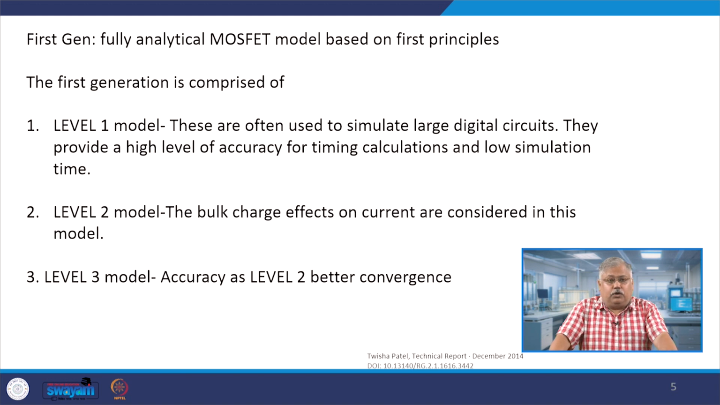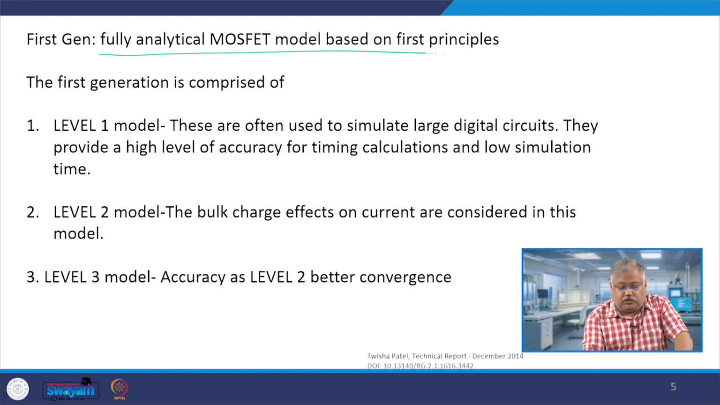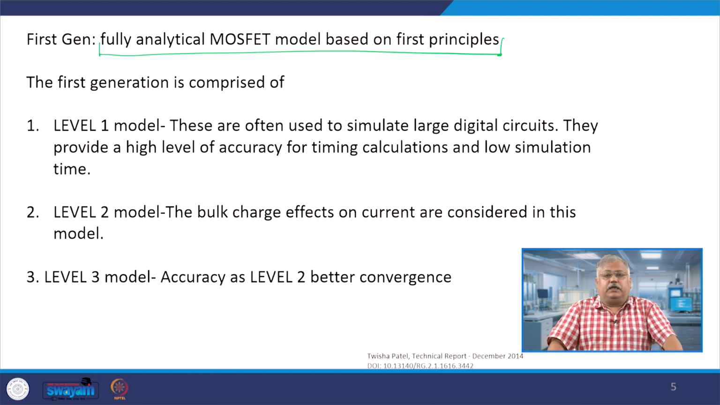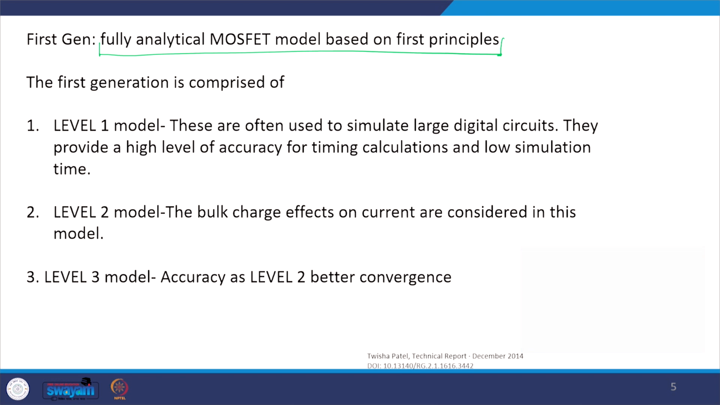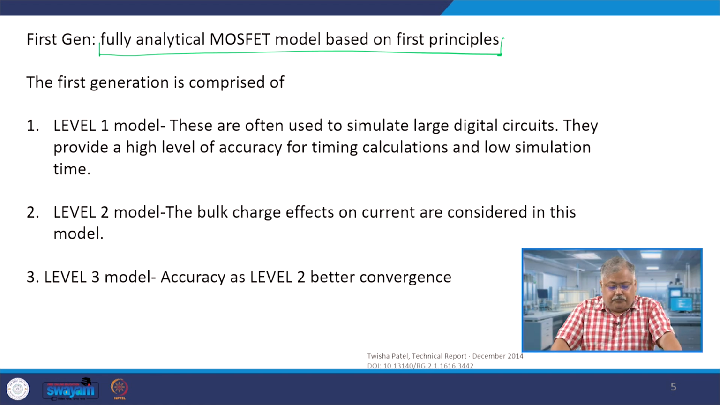Now, as I told you, the first generation is a fully analytical MOSFET model based on first principles. When I say based on first principles, I mean effectively that from the first principles of physics you can actually derive the model for a MOSFET and then try to formulate a policy for doing the first generation model. I will give an example. So, let us take a level 1 model of the first generation.